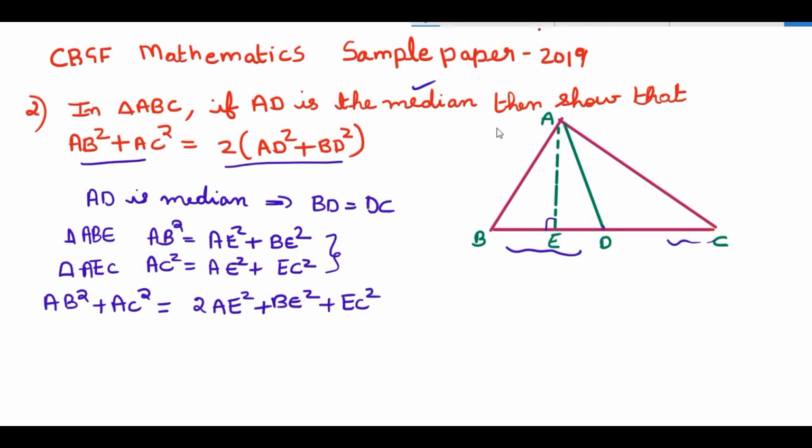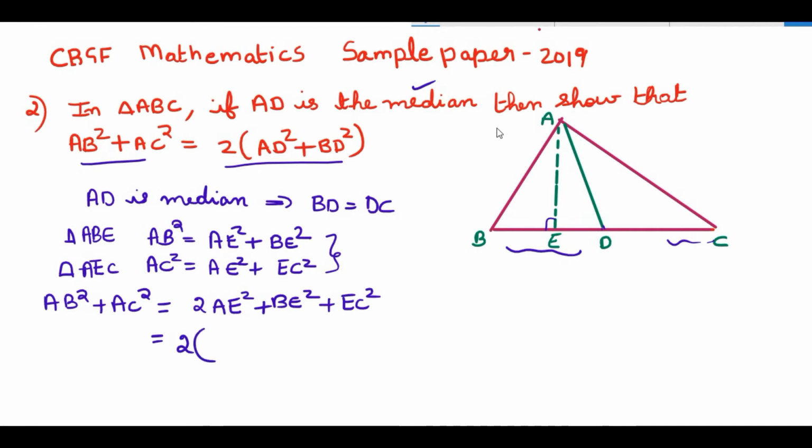Now what will be AE? The left side I need not change because in the question the left side is same. Now in the right side I don't want AE, BE and EC. Instead I want AD and BD. So our aim is to replace all this with AD and BD. So first I'll remove AE. So how will I remove AE?